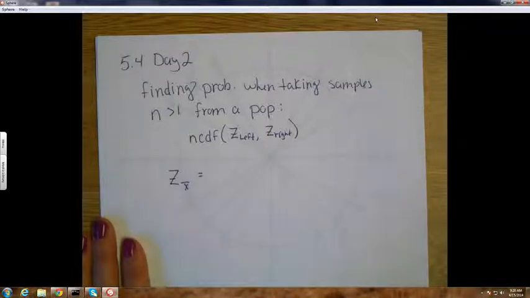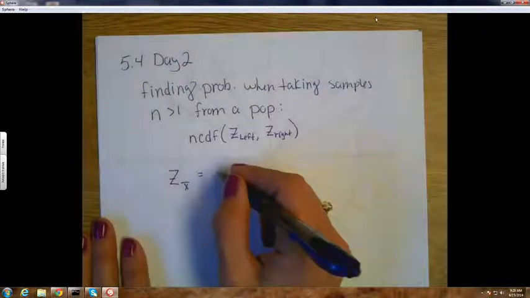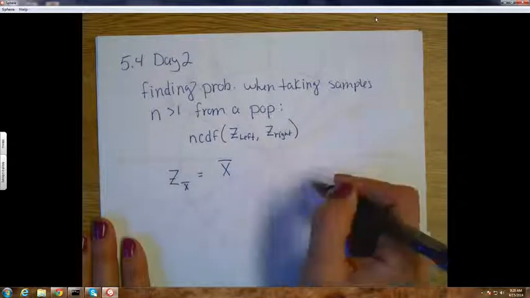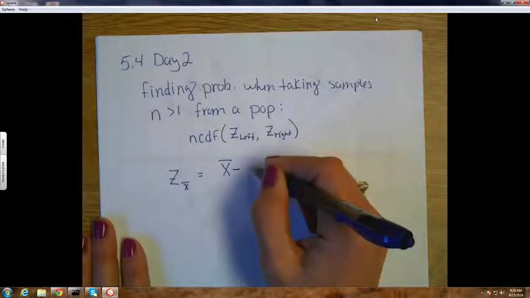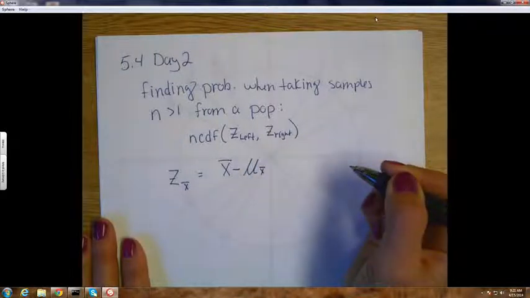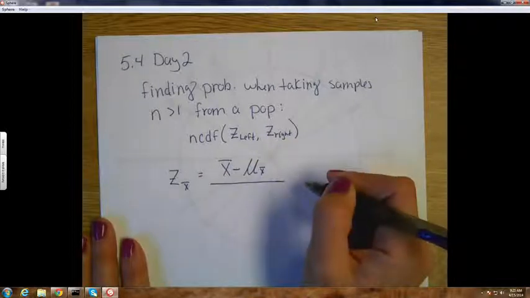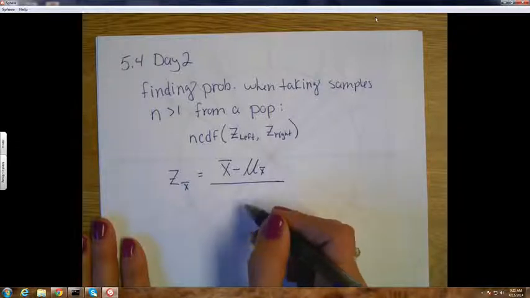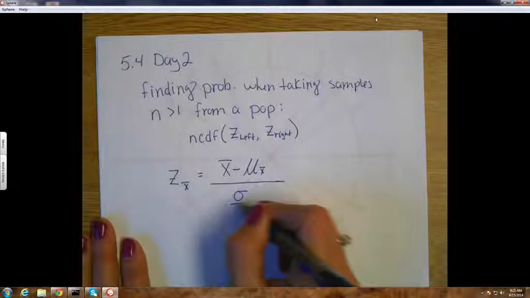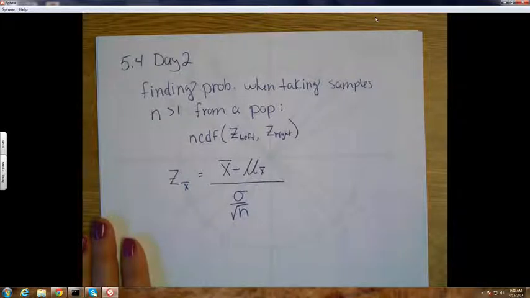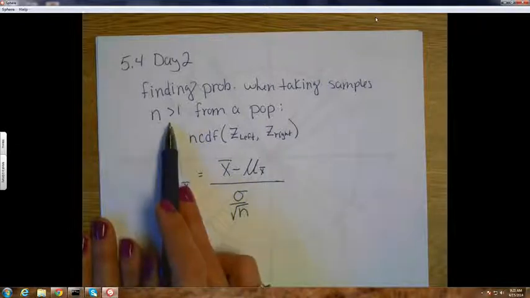It's the same formula we had before, where we took the x value, subtract the population mean. Here we're going to take the sample mean, subtract the population mean of the sampling distribution, and divide by, how did we get that standard deviation yesterday when we took more than 1? Standard deviation divided by the square root of the sample size. So the only thing that's different about this formula is that new standard deviation. It's now standard error because I'm taking more than 1.